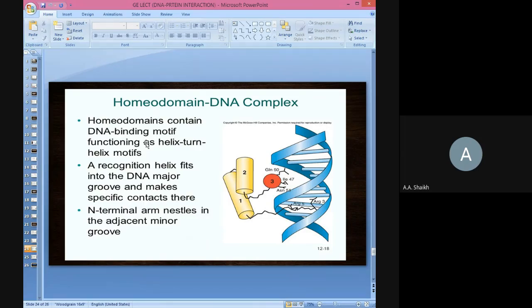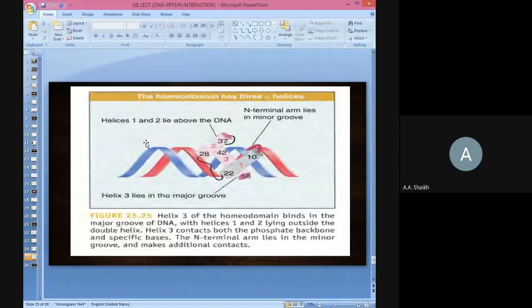The portion present here, the N-terminal, has the ability to interact with the minor groove. So this is how the helix turn helix and this homeodomain region are related, with genes specific to Drosophila. That's why the name indicates a homeodomain region. This is the DNA, and these three regions altogether are called the homeodomain, which has a total of 3 alpha helices.